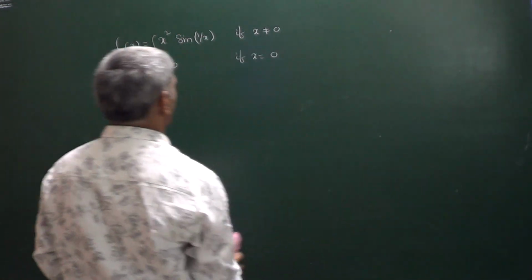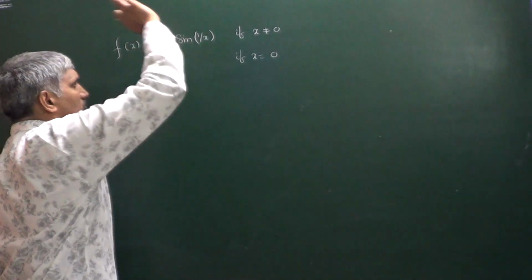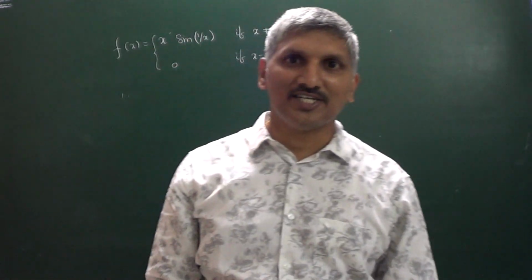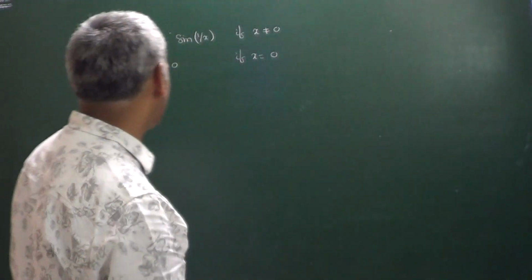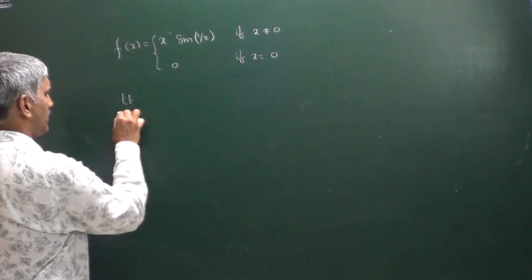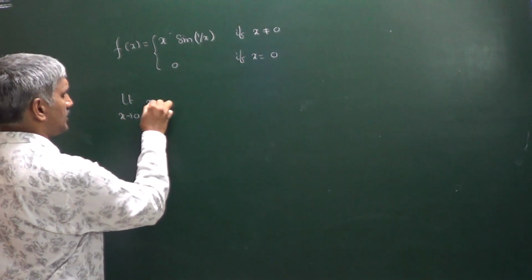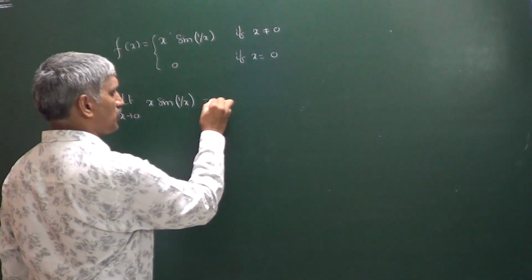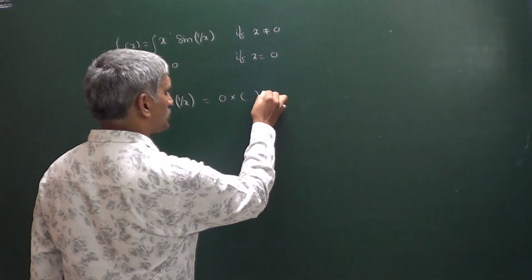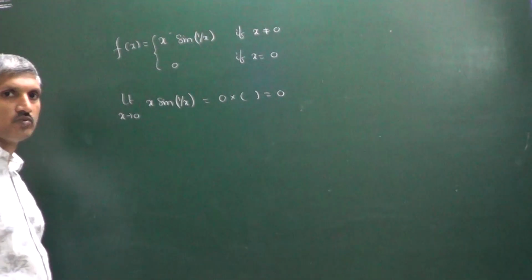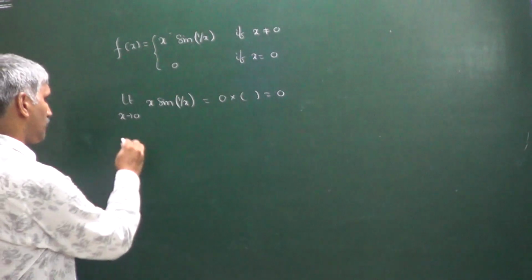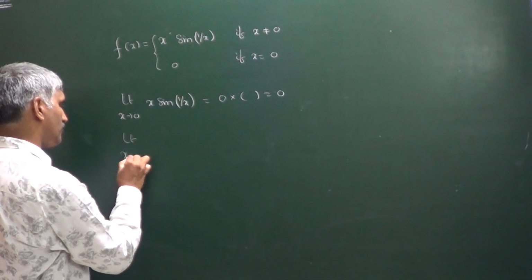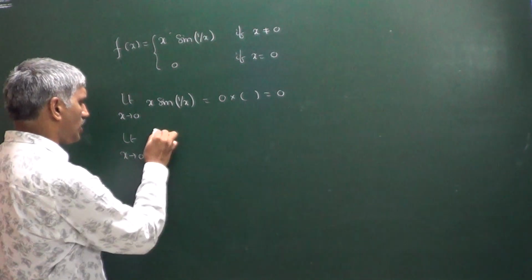Now the very simple question here is, instead of this x square, I am writing x into sin 1 by x. Then what happens? No doubt, limit x tends to 0, x into sin 1 by x becomes 0 into a finite value that oscillates between minus 1 and plus 1, that's why 0. But what about the derivative? Left hand derivative, right hand derivative, not required.